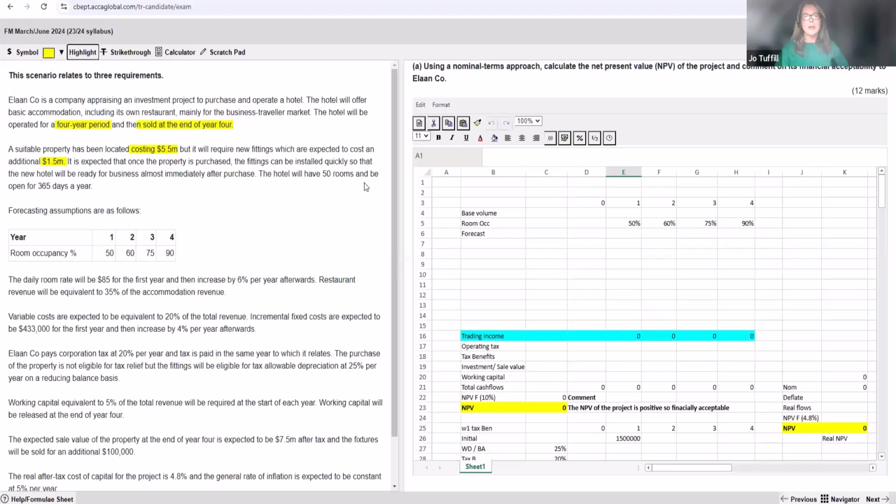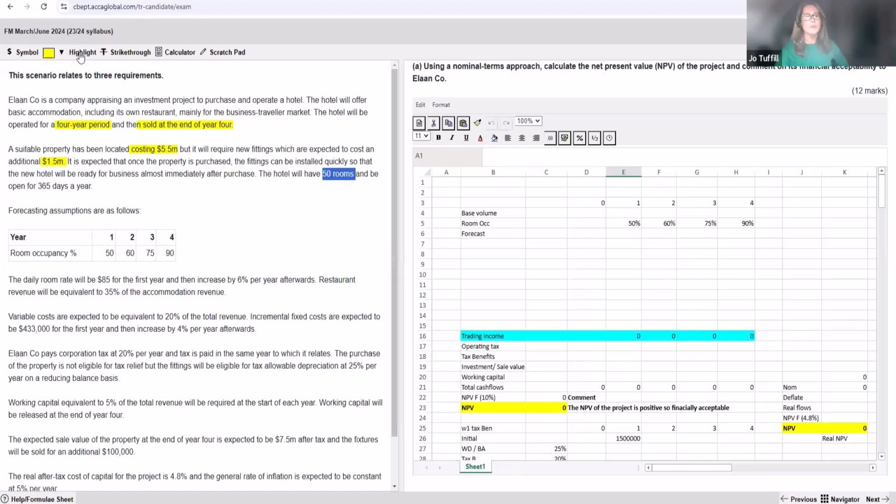The hotel will have 50 rooms and can be open for 365 days a year. So we've got some forecasting assumptions. So room occupancy is pretty key in the hotel industry. So what they're saying is 50% of the rooms are going to be occupied in the first year, 60% in the second, 75%, and then 90%.